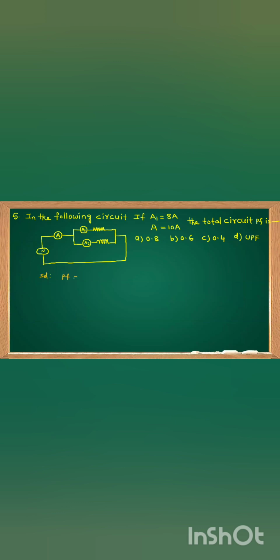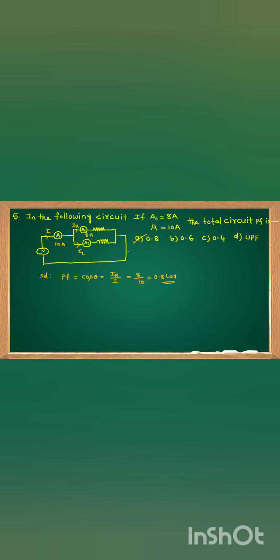Power factor cos theta equal to, in a parallel RL circuit, IR by I. Power factor is IR by I. A is the 10 amperes. A1 is the 8 amperes. This is I. What is IR? 8 amperes. What is I? 10 amperes. 0.8. The power factor equal to 0.8 lagging. That is option A is the right answer.